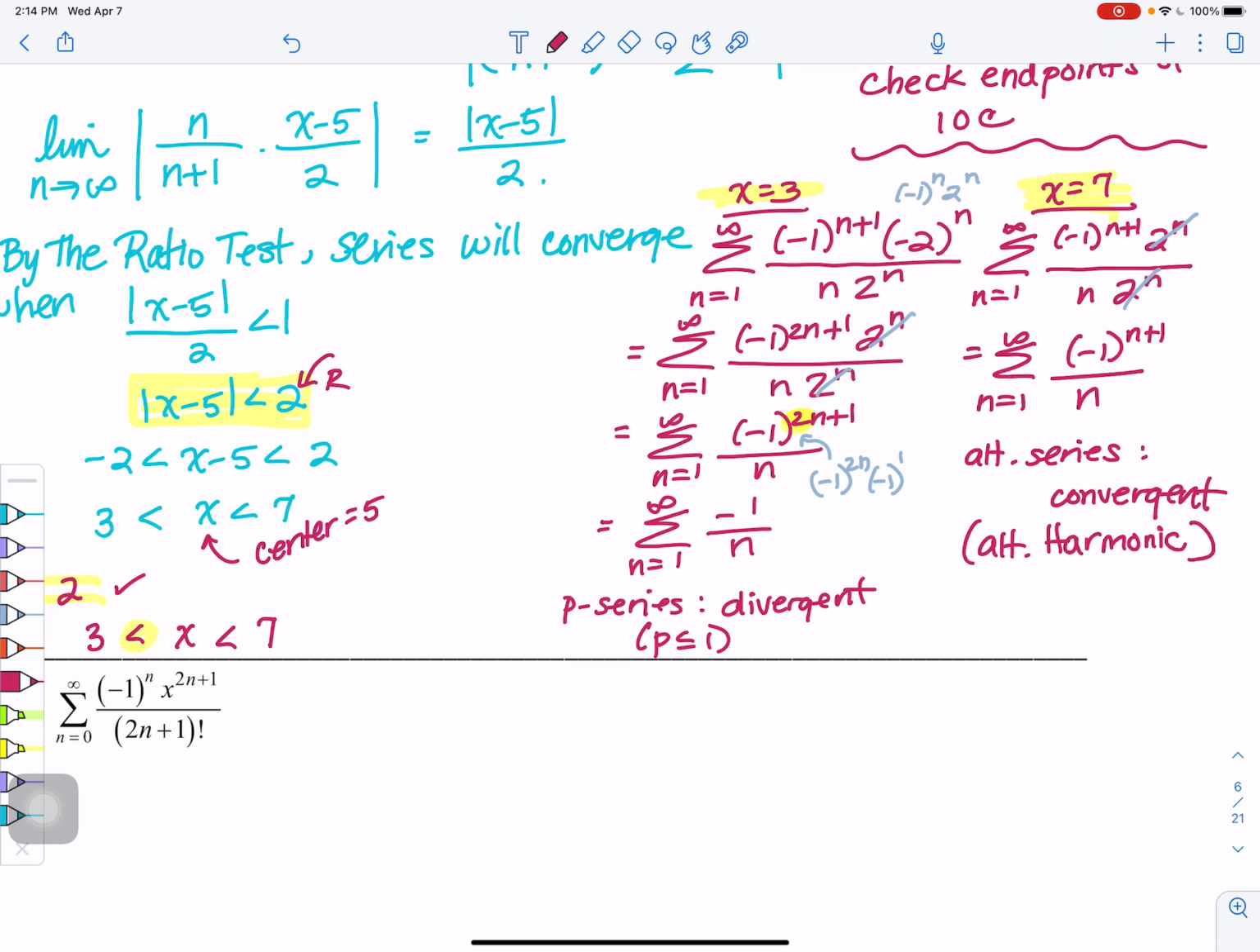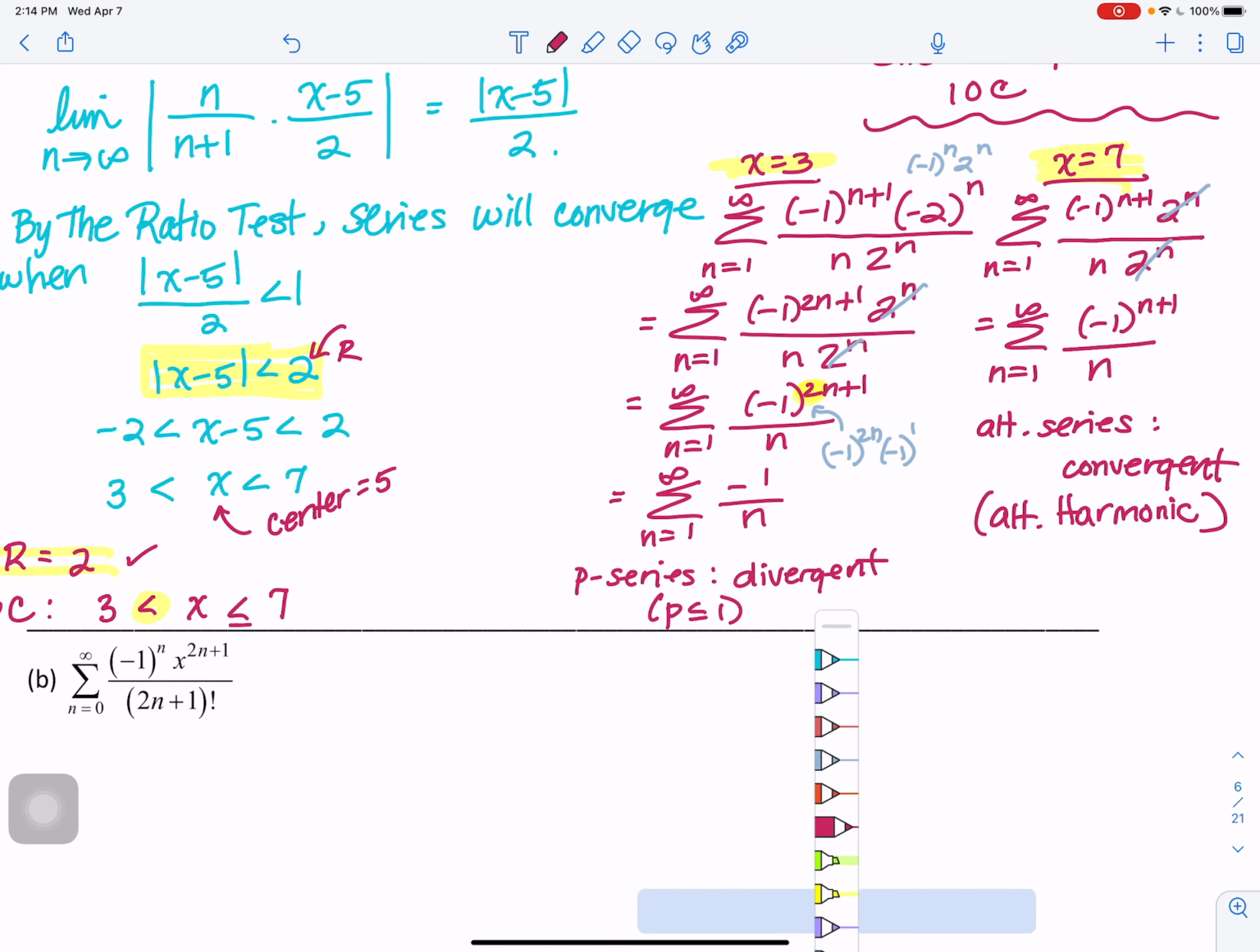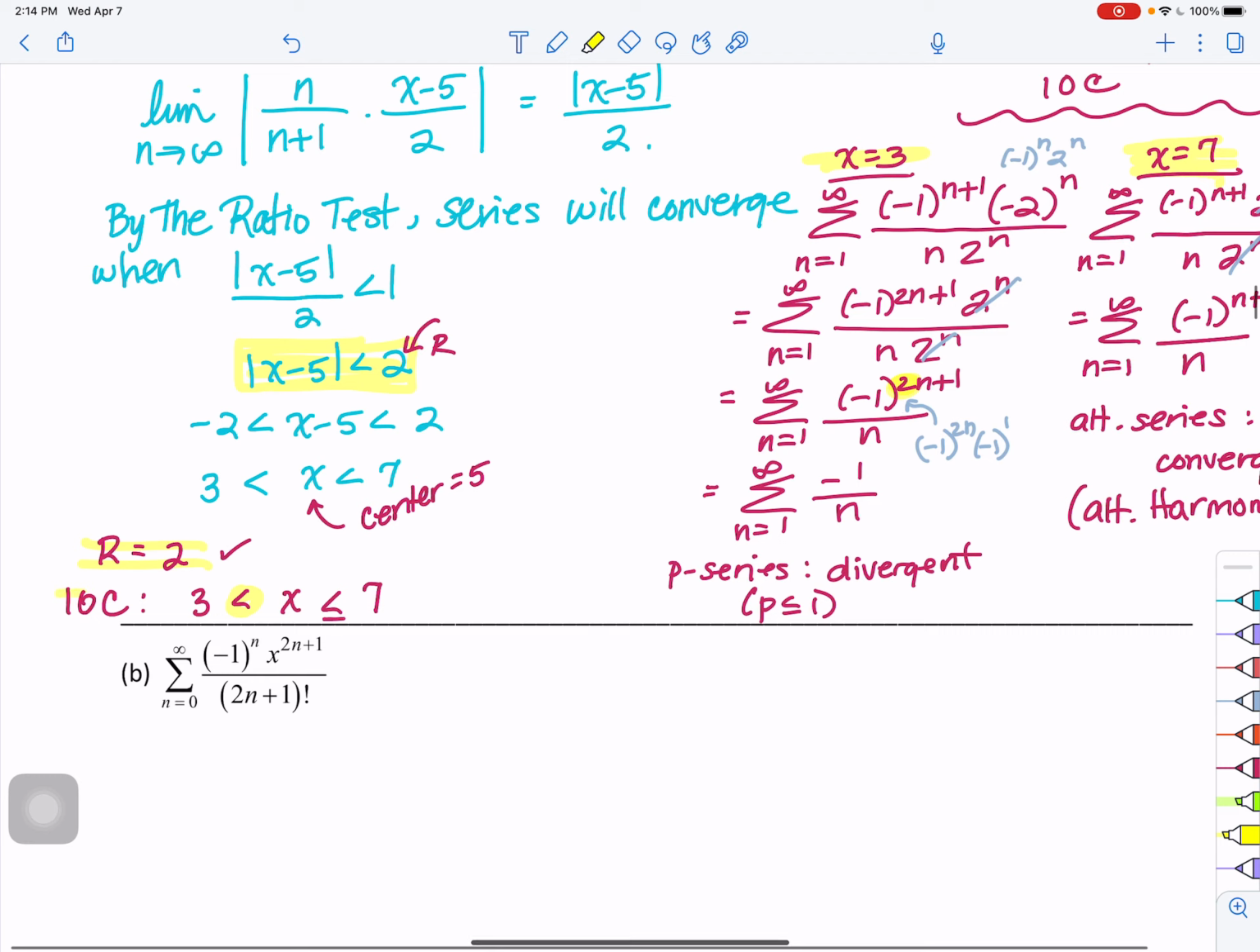So now, what did we decide? We decided that our endpoint now does include a less than or equal to 7, since we will converge at x equal to 7. So we have our interval of convergence. You can also write it like this.